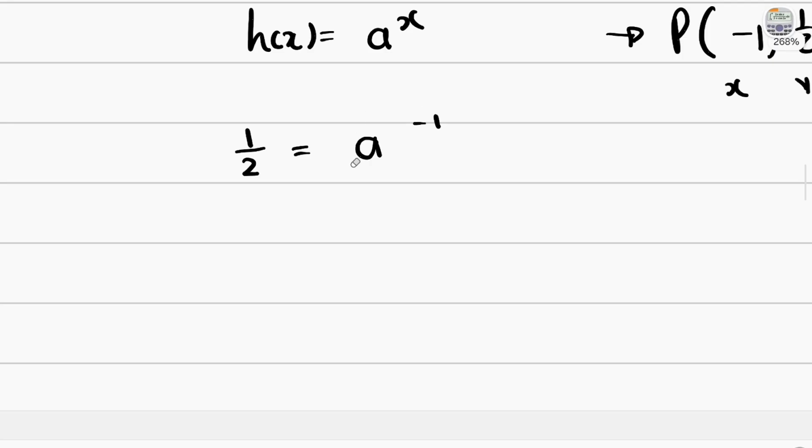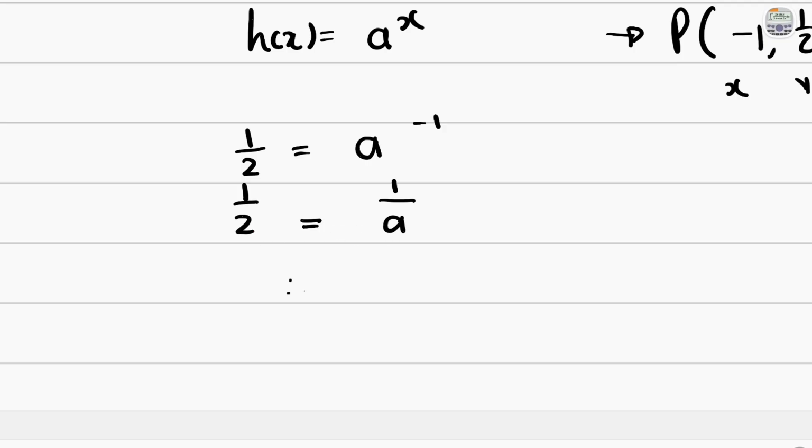And great, we can actually rewrite a as a fraction because its exponent is negative. So currently it's in the numerator. When you move it to the denominator, it will cause its exponent to become positive. So this is 1 over a to the power of +1 is equal to 1/2.